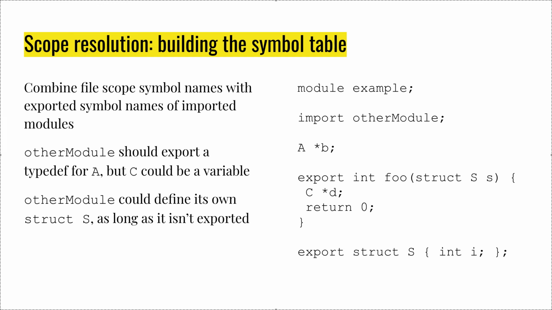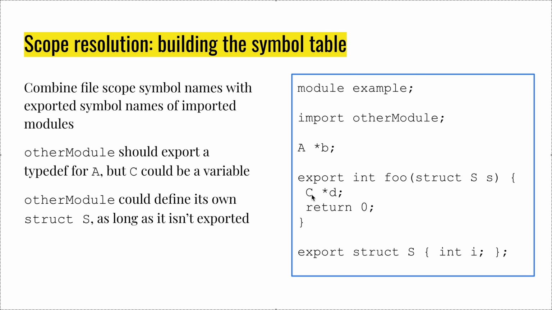Here, other module should export a typedef for A, but C could be a typedef or a variable. Another detail is that other module could define its own struct S as long as it doesn't export it, because then it would conflict with struct S in module example.